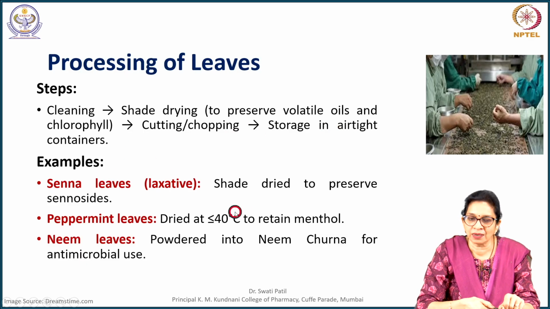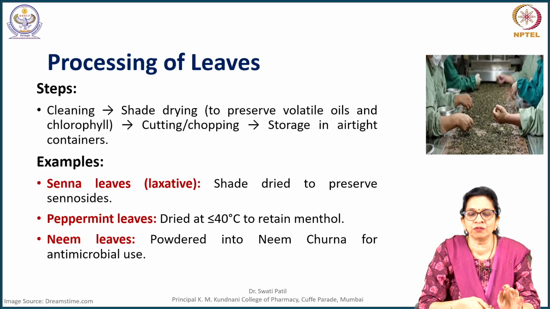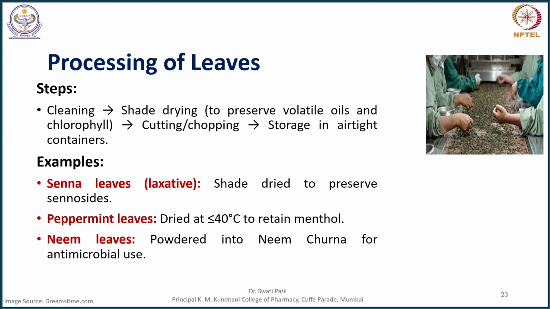containers. Senna leaves, which are used as laxatives, should be shade dried to preserve sennosides. These are anthraquinone glycosides which are present in senna leaves. Peppermint is dried at less than 40 degrees Celsius to retain the menthol content, and neem also should be shade dried, generally with the green color maintained, which is used for antimicrobial use.